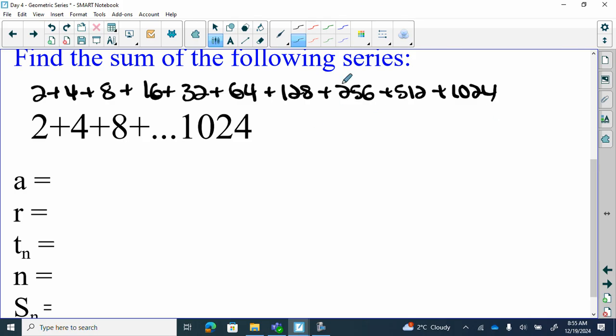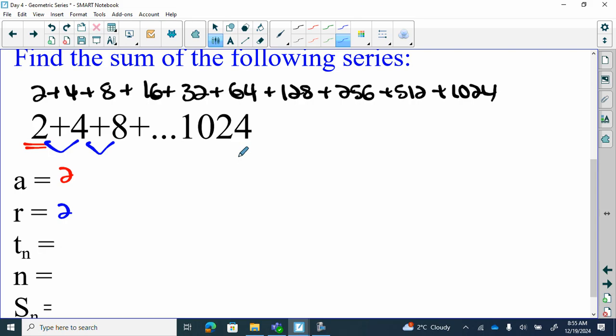Okay, it's only 10 numbers. Probably quickest to do it this way. But the answer should be the same if I use the formulas. For starters, what do I know? What is the A value? It's 2. What's the R value? Also 2. 4 divided by 2, 8 divided by 4. The common ratio is 2.